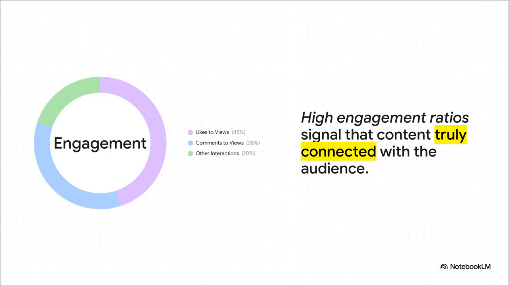And this right here is how we get past just looking at view counts. Think about it. A video can have 1 million views, but if it has a really low like-to-view ratio, that tells you the audience was just passive. On the other hand, a high engagement ratio, now that's the signal. That's the proof that the content truly connected and made people actually do something.